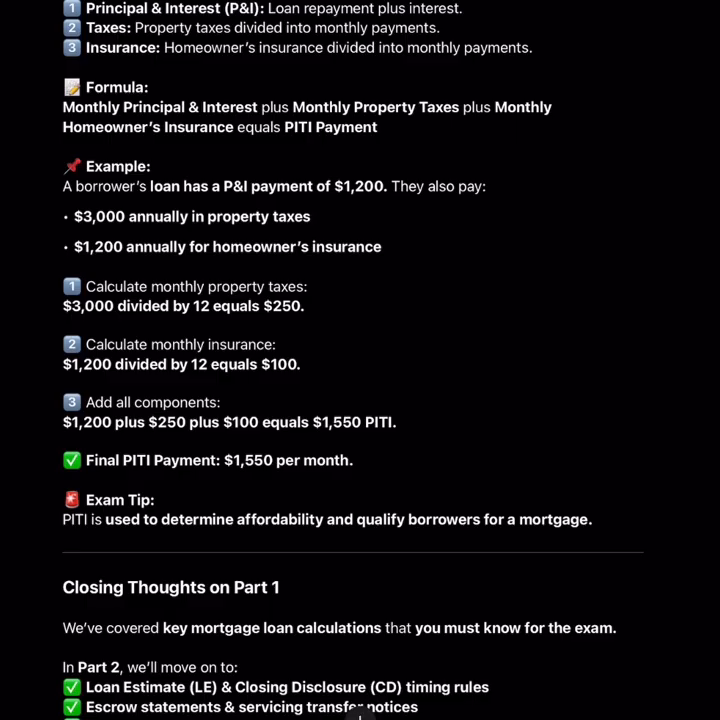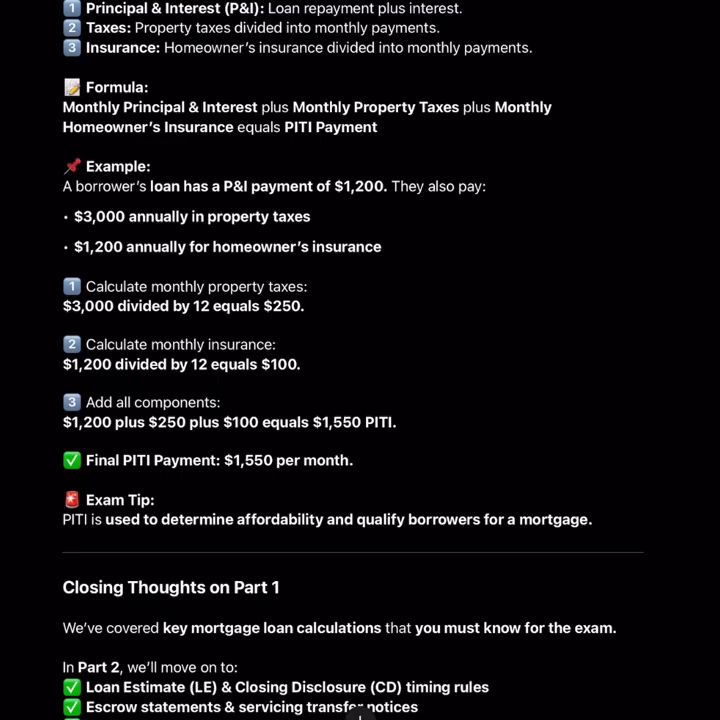Example: a borrower's loan has a P&I payment of $1,200. They also pay $3,000 annually in property taxes and $1,200 annually for homeowner's insurance. 1. Calculate monthly property taxes. $3,000 divided by 12 equals $250. 2. Calculate monthly insurance. $1,200 divided by 12 equals $100. 3. Add all components. $1,200 plus $250 plus $100 equals $1,550 PITI. Final PITI payment, $1,550 per month. Exam tip: PITI is used to determine affordability and qualify borrowers for a mortgage.